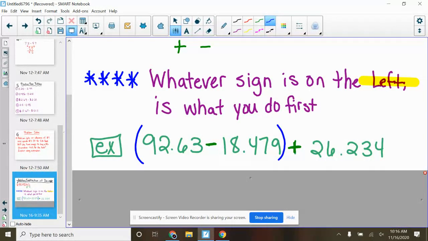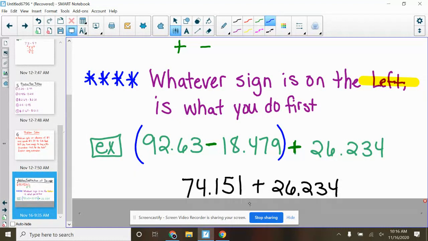Sophia, what'd you get? I think the answer is 74.151. And you are correct. I hope you got what Sophia got, but don't get too excited because you're not at the finish line yet. You just made it to halfway. So now you have to take that answer, 74.151, and you have to now add it to the leftover stuff in the problem, which is this green stuff over here that was on the right side, which is 26.234.